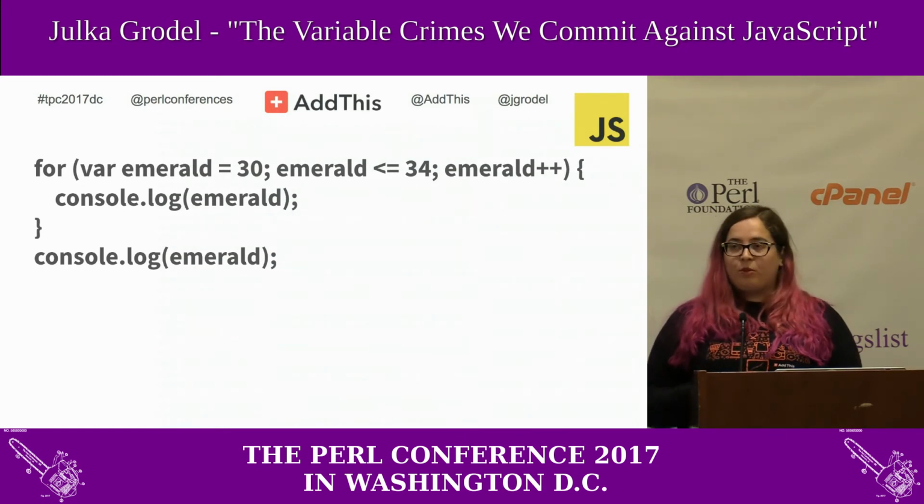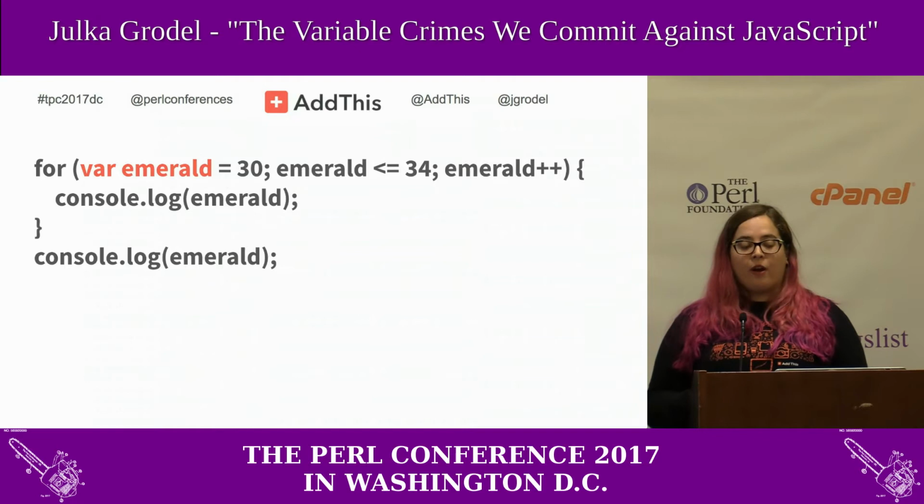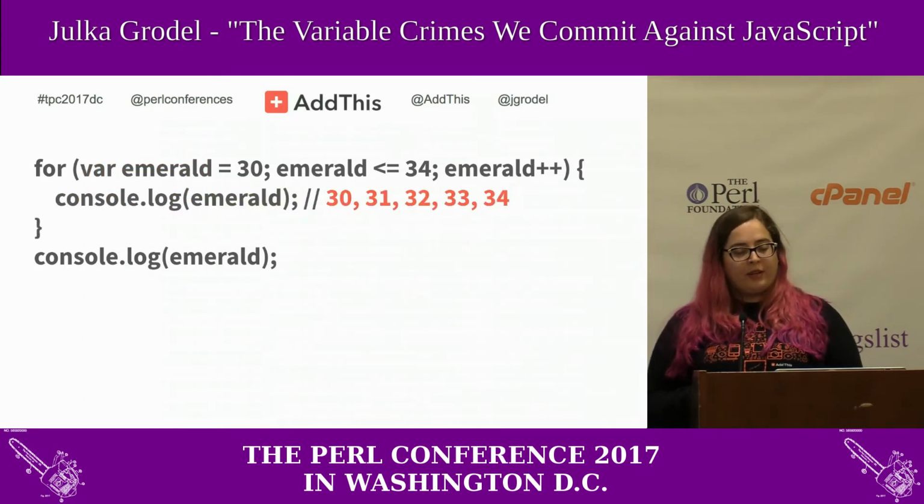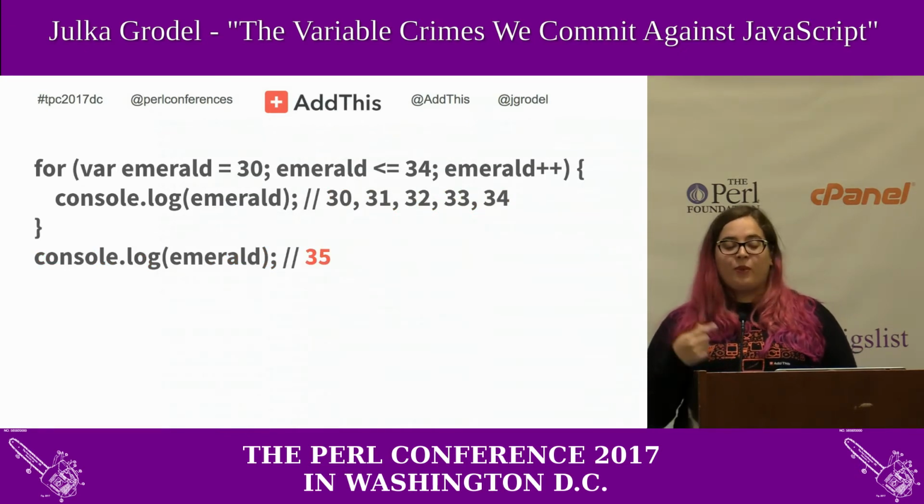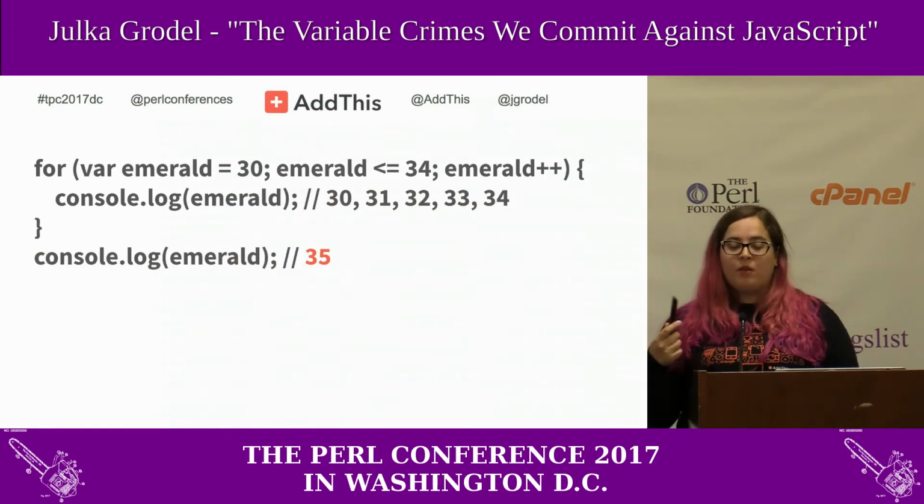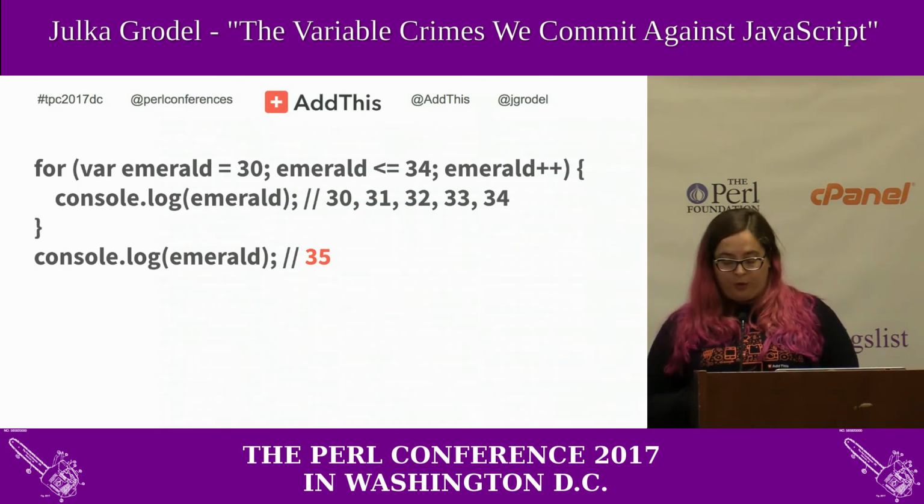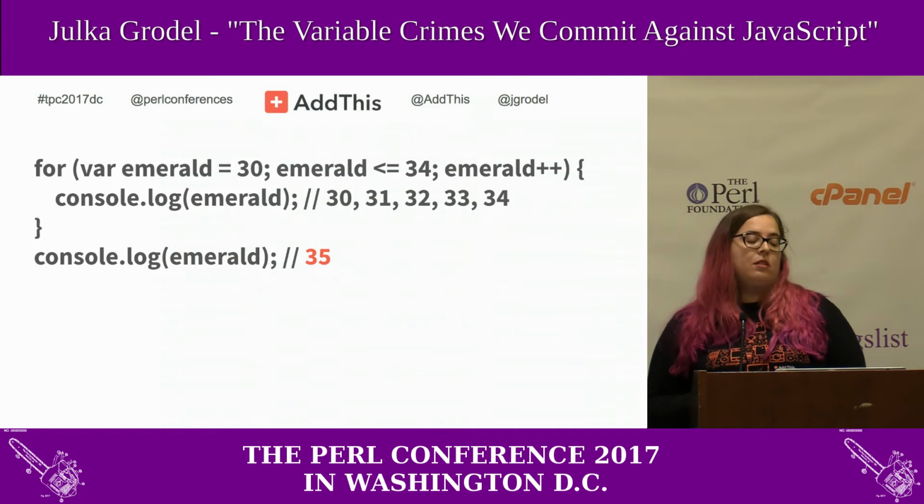Here's the same example with a var. So I do var emerald equals 30 instead, and I'll console log out through here again. And when I come back out, I get 35, because it ran through the loop one more time. It checked to see if emerald was now still smaller than or equal to 34, and it got a false. But that variable is still around.